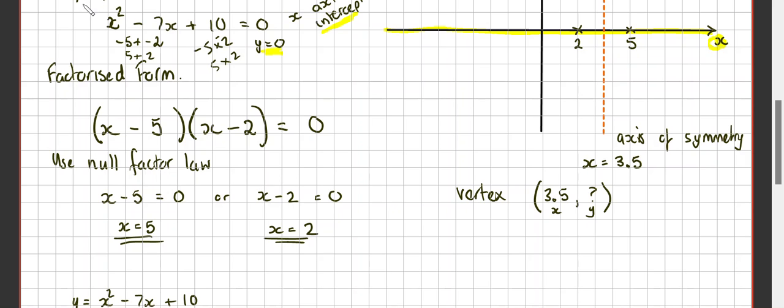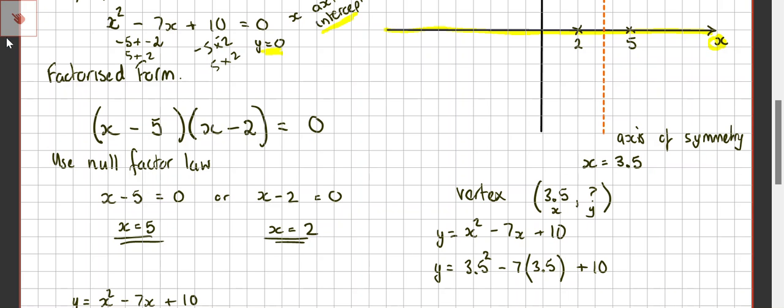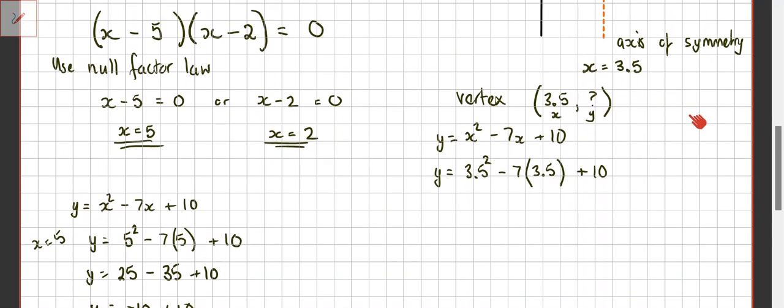Which equation are we going to use? This one or the original one, or which one would you prefer to use? The original one, okay. Y equals x squared minus 7x plus 10. We're going to use x as 3.5. You might need a calculator. So we've got 3.5 squared minus 7 times 3.5 plus 10. Can you do 3.5 squared?